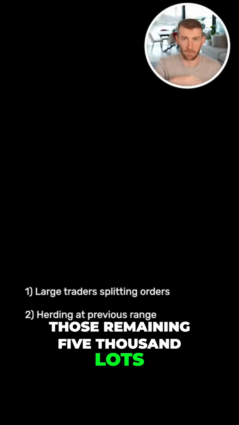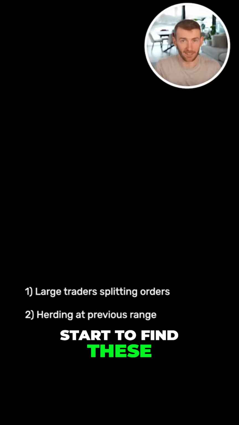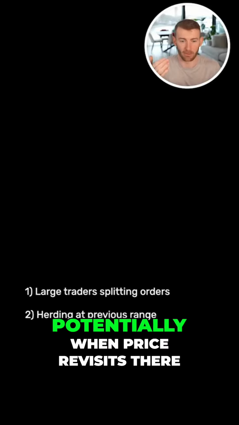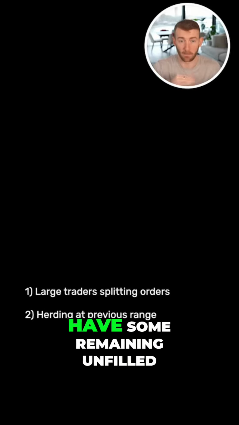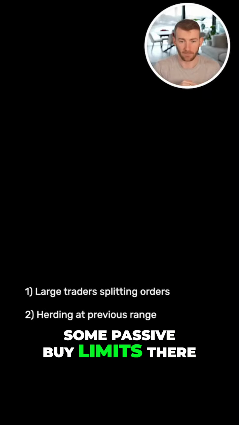Okay, so you can see here, right, you would have had that fair range. Those 5,000 lots would have gone in, and then you would see price aggressively initiate out of that range. Now, where have they put those remaining 5,000 lots? They've put them down in that previous level. So if you can start to find these zones and areas on your price charts, you can anticipate that potentially when price revisits there, that split large order is still going to have some remaining unfilled orders left, right? There's going to be some passive buy limits there.